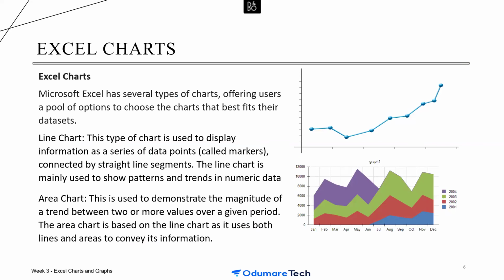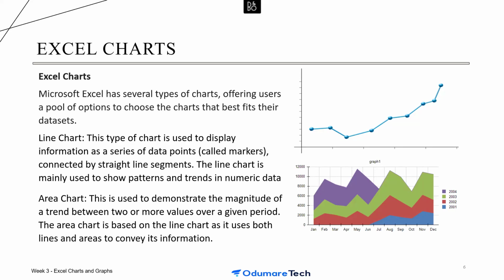It starts from the line charts. If you can see by the right side of the screen on top, the graphics you see there is a line chart. This type of chart is basically used to display information as a series of continuous data points, usually called markers, but the markers you can see within the line chart here are actually those dots.